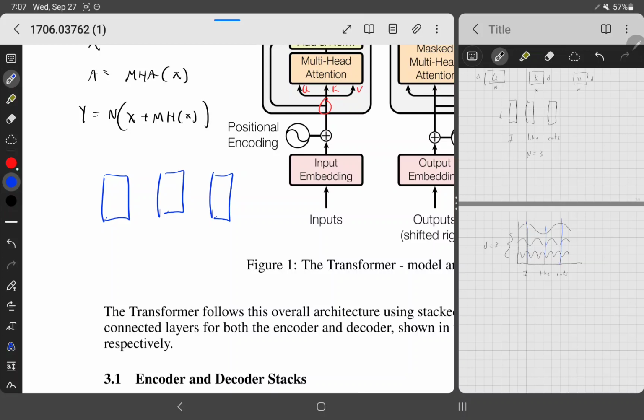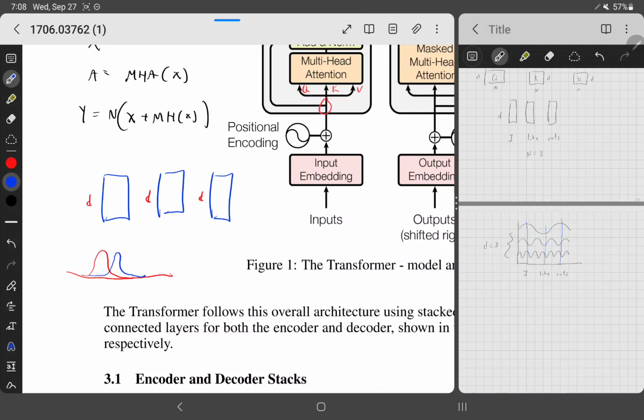We take each of these independently. So this would be our d-dimensional vectors. We take each of these independently. We look at the distribution. So this has some distribution of these values. It looks like this. And we move it to be a distribution with mean of 0 and variance 1.